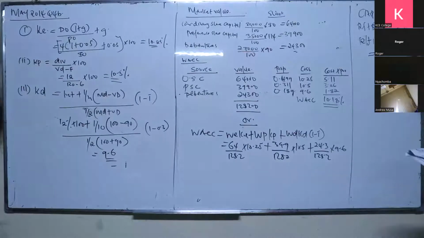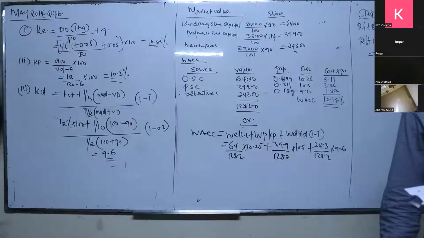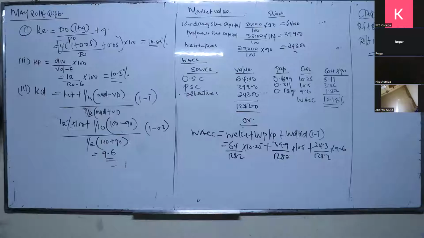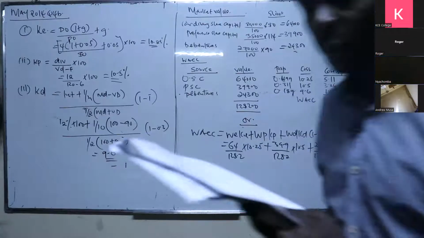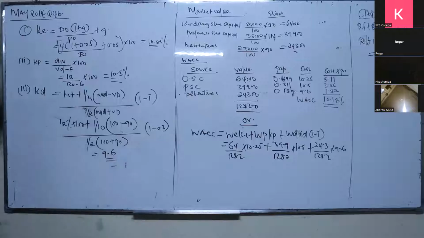So these ones are some variables that you can also use to compute the cost of equity. We call it CAPM, Capital Asset Pricing Model. So learn about it. It is not an item in your syllabus. Do we understand? So we want to look at how we compute the weighted average cost of capital.